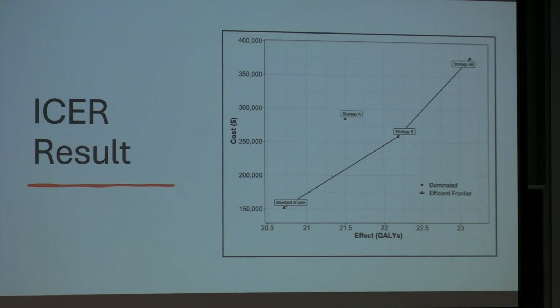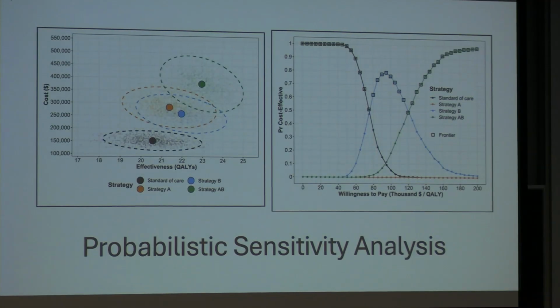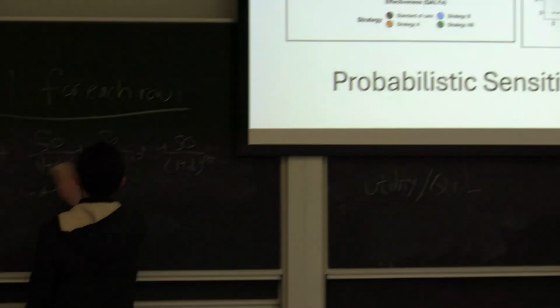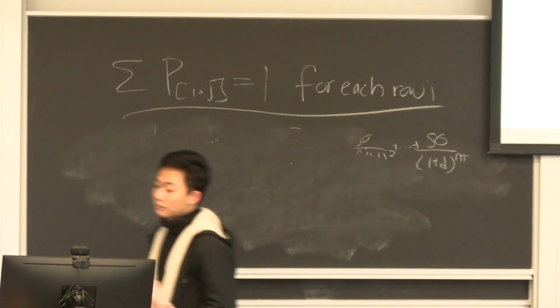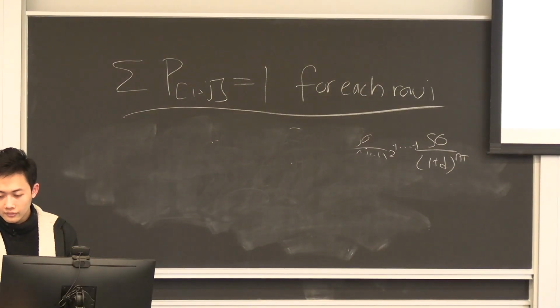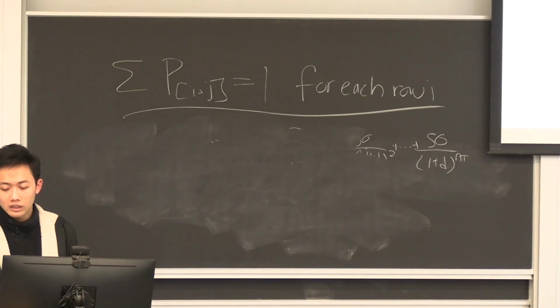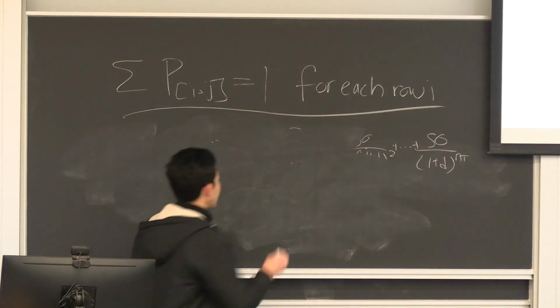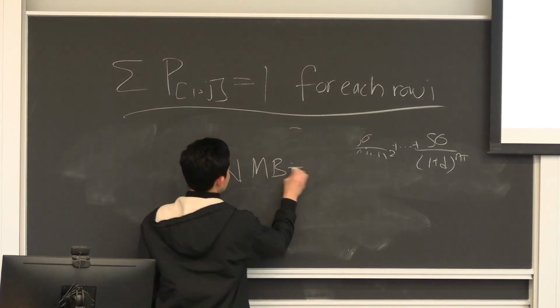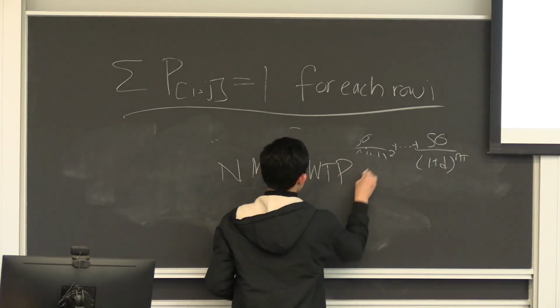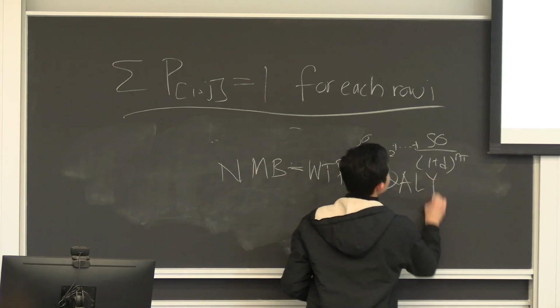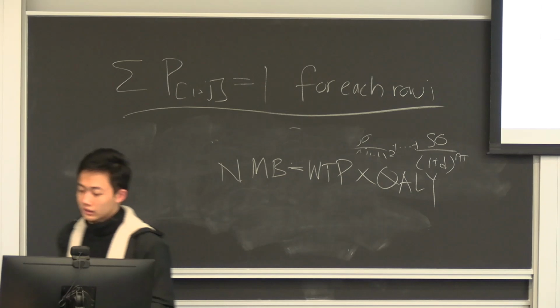And we can also calculate the probabilistic sensitivity analysis. For example, we have something called NMB. So NMB is the net monetary benefit. You can calculate the NMB by using the WTP, the willingness to pay, multiplied by quality adjusted life years. That's how we define the net monetary benefit.